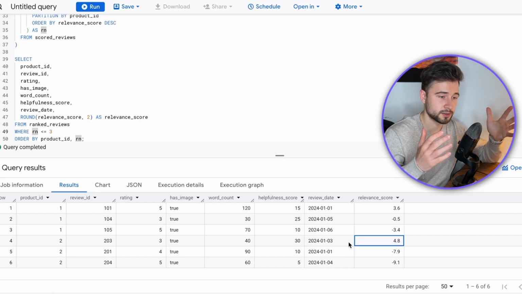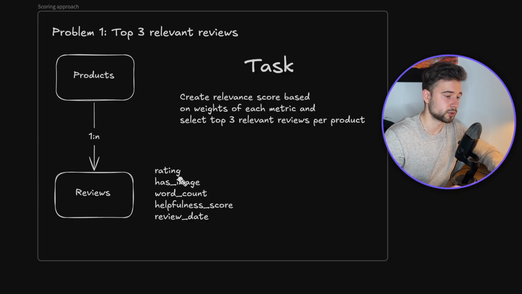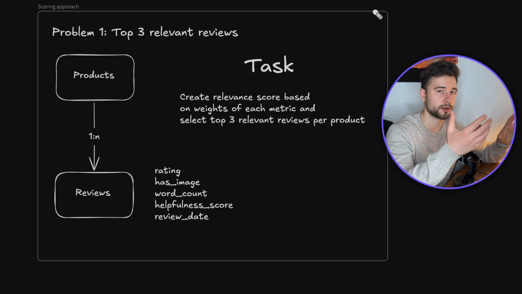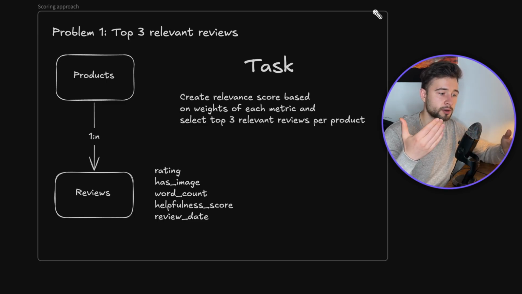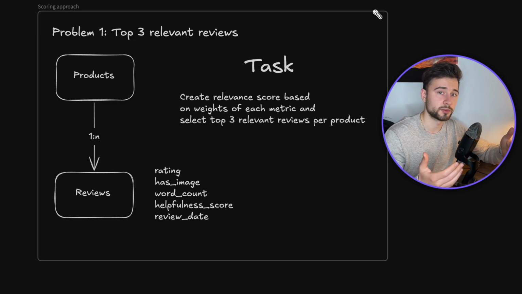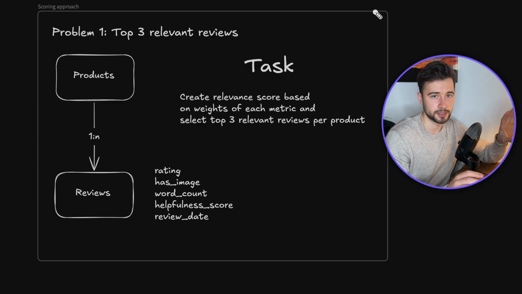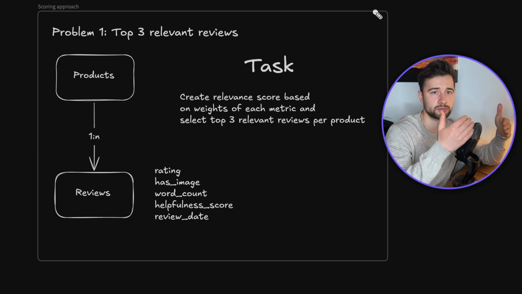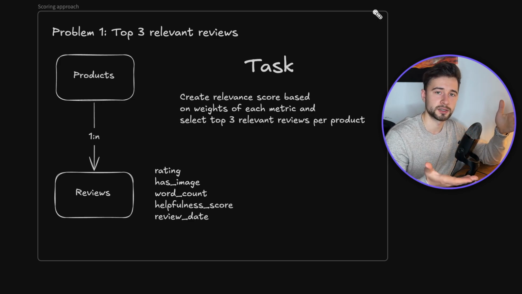Yeah, so this is the first approach for how we can solve such problems: by coming up with a fictional score with weights per each metric, and then summing it together and applying a ranking window function based on this score within the partition. And like that we can select n relevant records per product ID or whatever you are calculating. You can apply this logic to other scenarios as well.